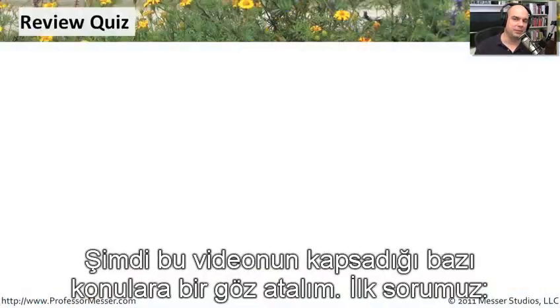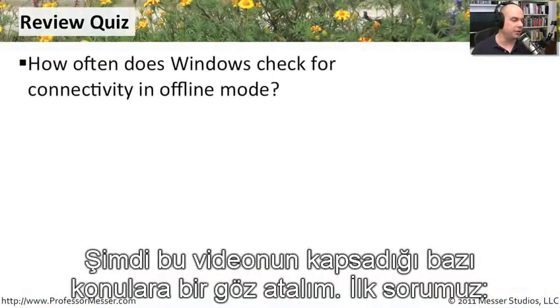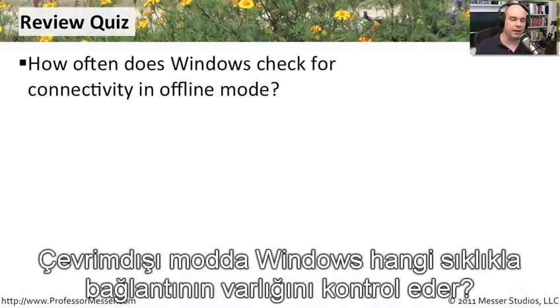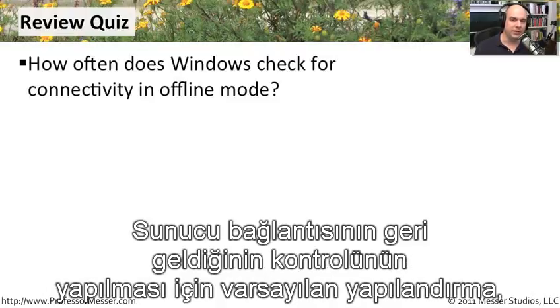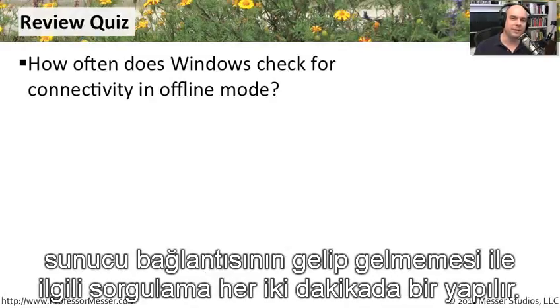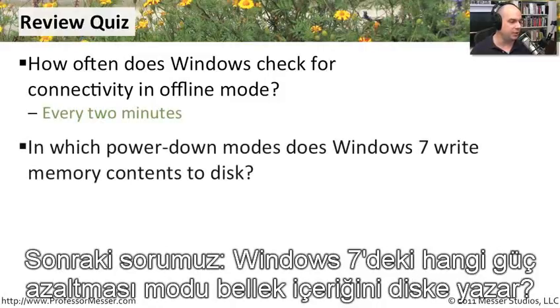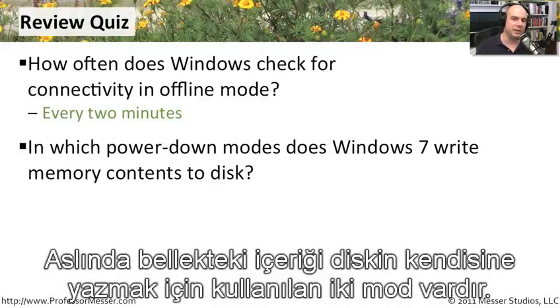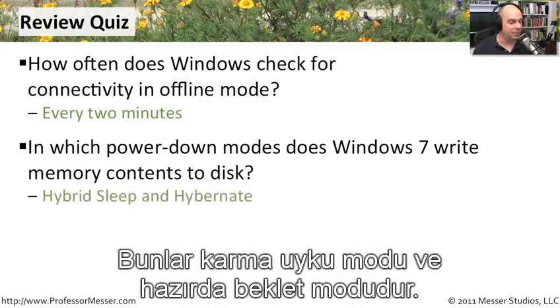Let's review some of the topics we covered in this video. Our first question, how often does Windows check for connectivity when it's in offline mode? The default configuration is always going to check to see, is my server back? How about now? Is my server ever return? It's going to do that every 2 minutes. And the next question, in which power down modes does Windows 7 write memory contents to disk? There were 2 modes actually that were used when we were writing the memory to the disk itself. That was a hybrid sleep mode and a hibernate mode.